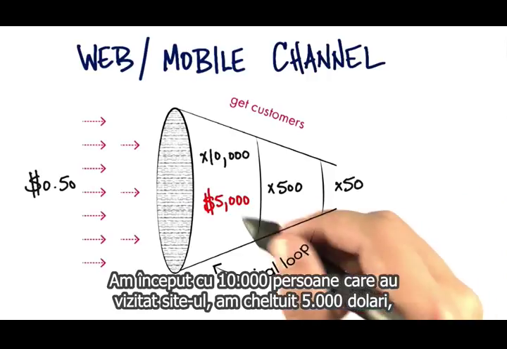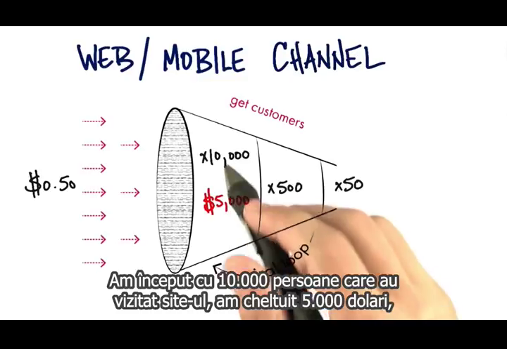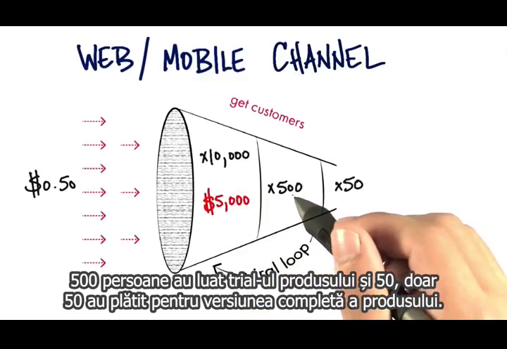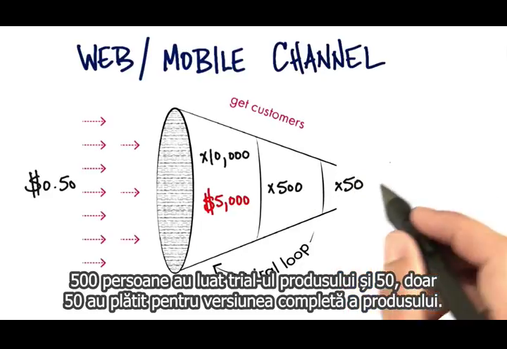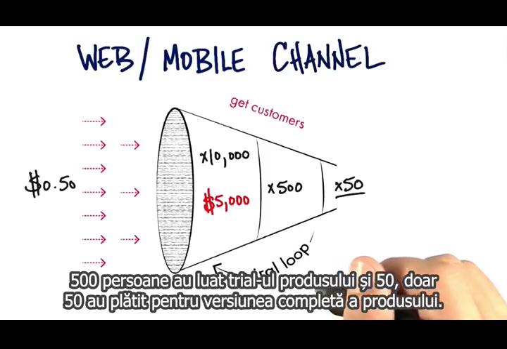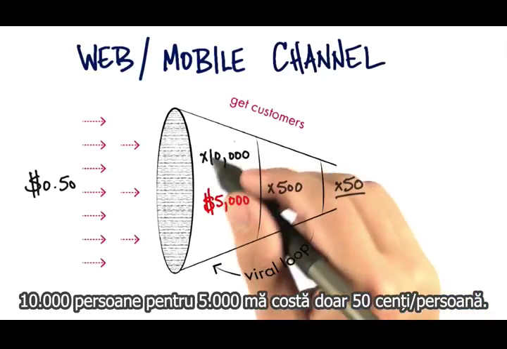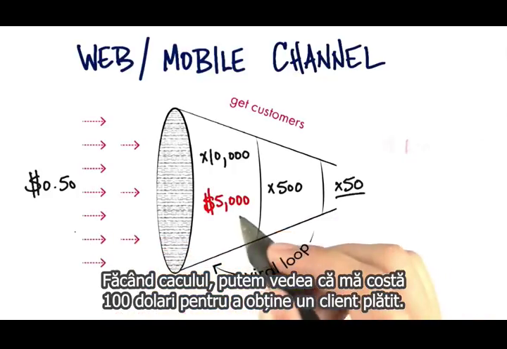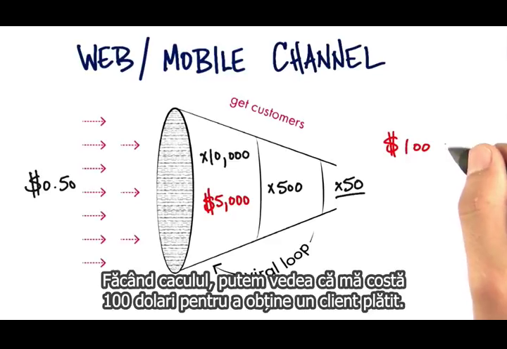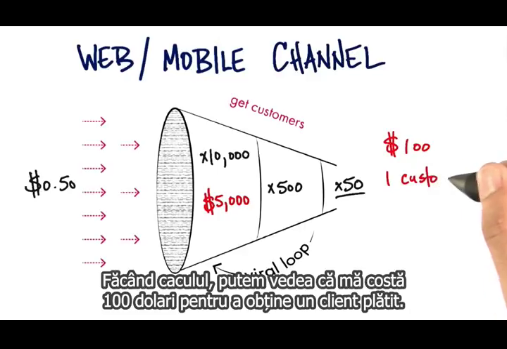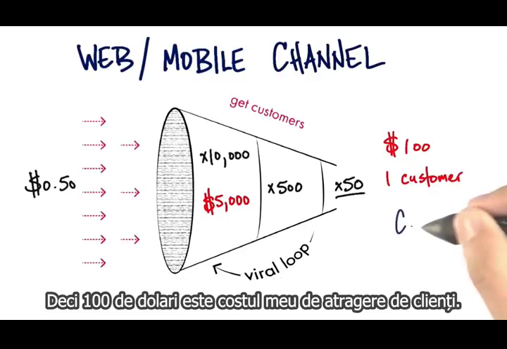So I'd start with 10,000 people who came to my site. I spent $5,000 for them. 500 people took a trial of the product, and 50, only 50, actually paid for the full version of the product. So while 10,000 people looked great for $5,000 because it only cost me 50 cents per person, if we now do the math, we can now see it cost me $100 to acquire one paying customer. That $100 equals my customer acquisition cost.